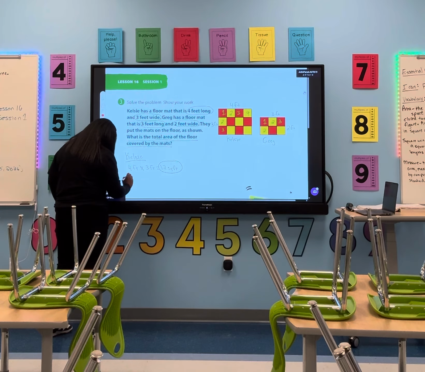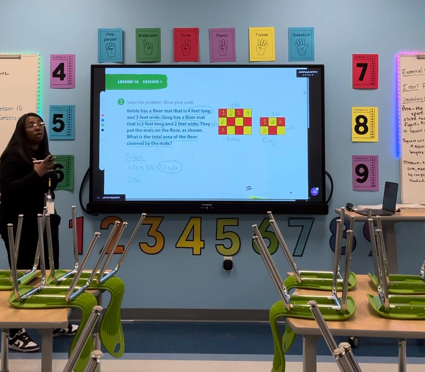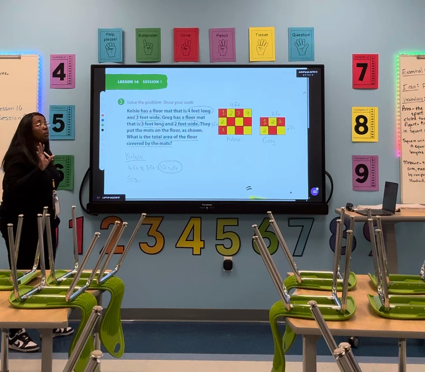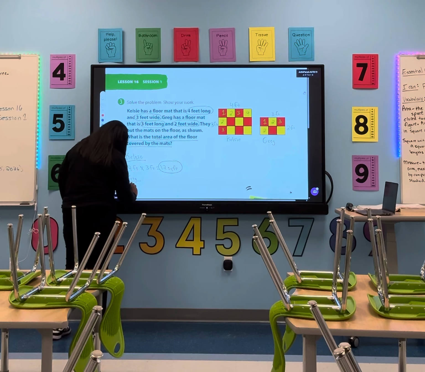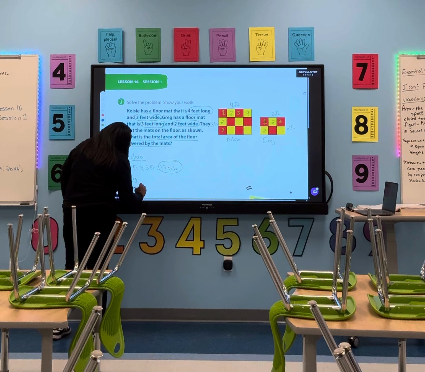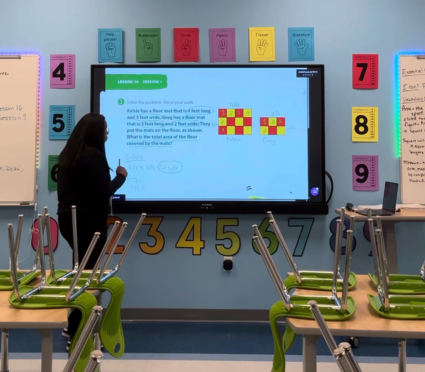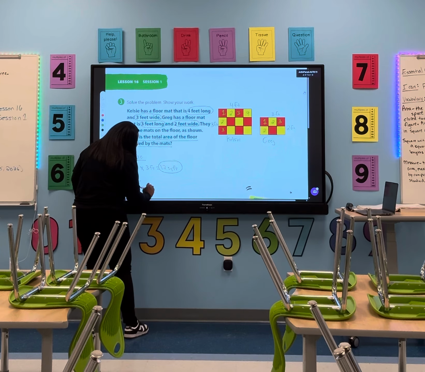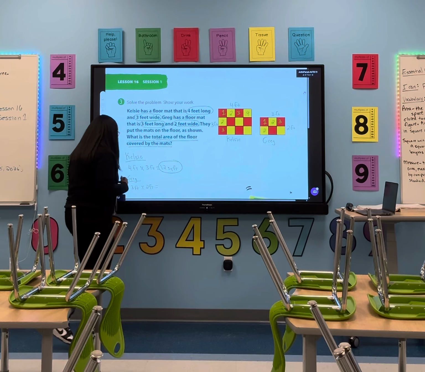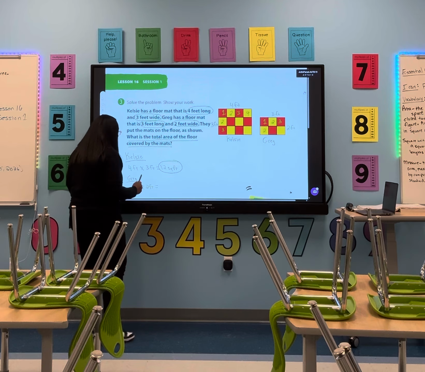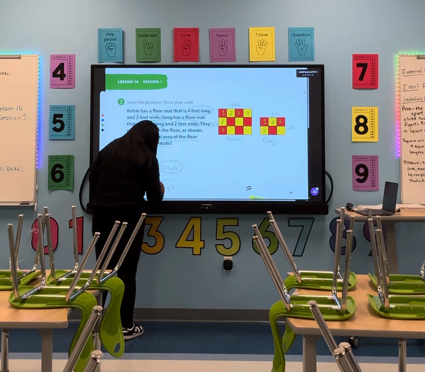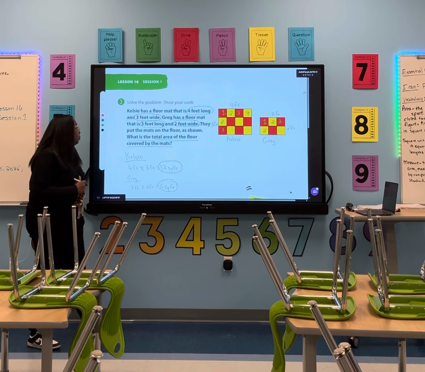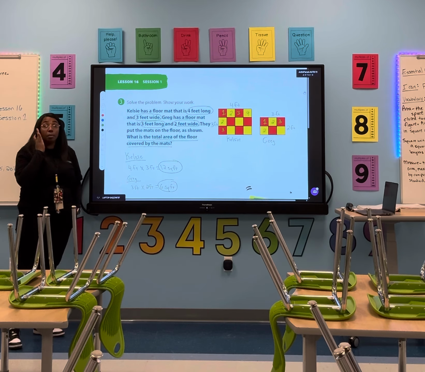Let's figure out the area for Greg's. So, same thing like Kelsey, I'm going to multiply Greg's length times his width. So his length is 3 feet times his width, which is 2 feet. And when I multiply that, well, 3 feet times 2 feet is going to give me an area of 6 square feet. So now I have the area of both Kelsey's and Greg's mat.